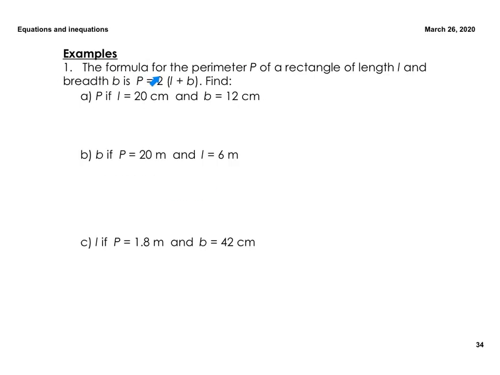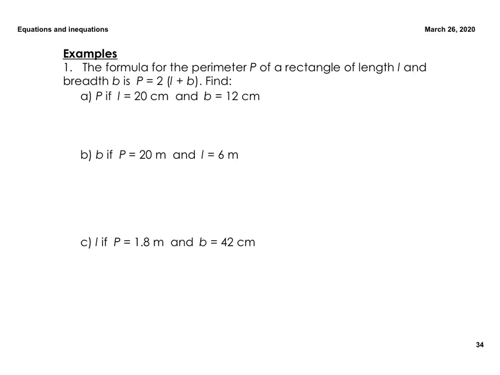Okay, question time. Question 1. The formula for the perimeter P of a rectangle of length L and breadth B is P equals 2 bracket L plus B. So part A, find P if L is 20, B is 12. Part B, find B if P is 20 and L is 6 meters. And part C, find L if P is 1.8 meters and B is 42 centimeters. So all these three parts relate to this formula, and you're going to substitute in the values you know, and you'll need to find one more letter.